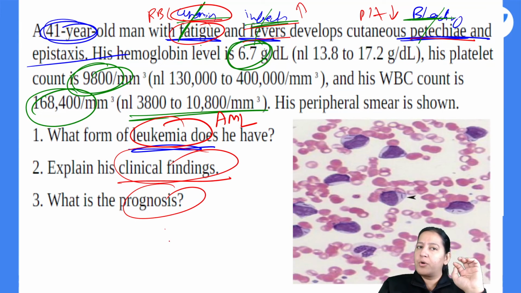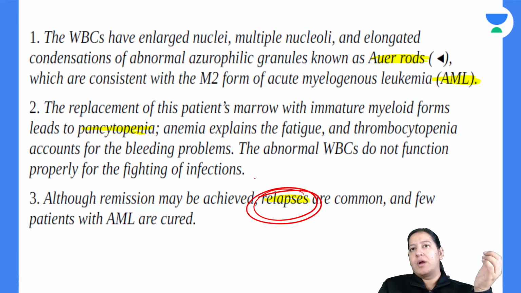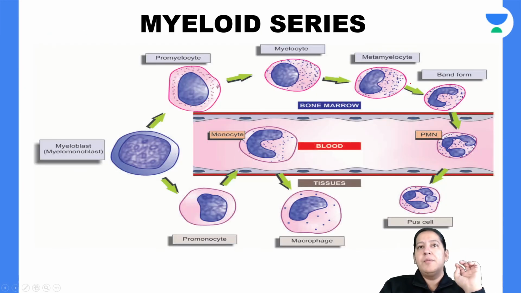What is the prognosis? Prognosis is very poor. Relapse is very common. The patient presents with pancytopenia because of the presence of blasts with Auer rods. We have identified these as myeloblasts and it is AML. Give me a thumbs up.